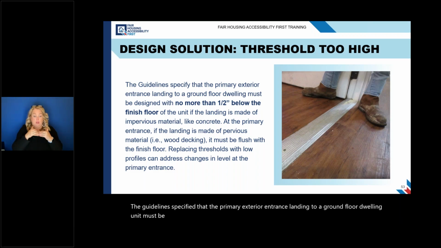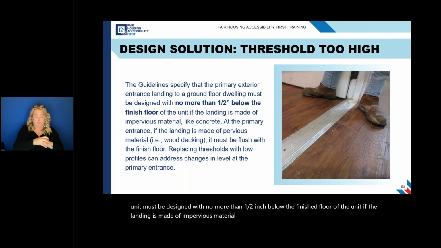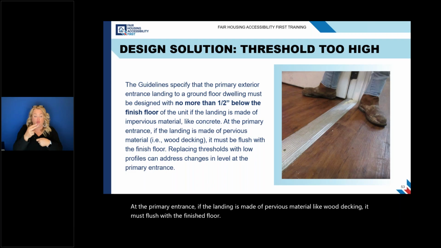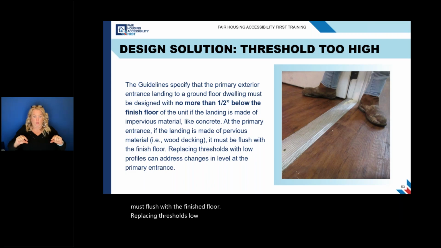designed with no more than 1/2 inch below the finished floor of the unit if the landing is made of impervious material like concrete. At the primary entrance, if the landing is made of pervious material like wood decking, it must be flush with the finished floor. Replacing thresholds with low profiles can address changes in level at the primary entrance.